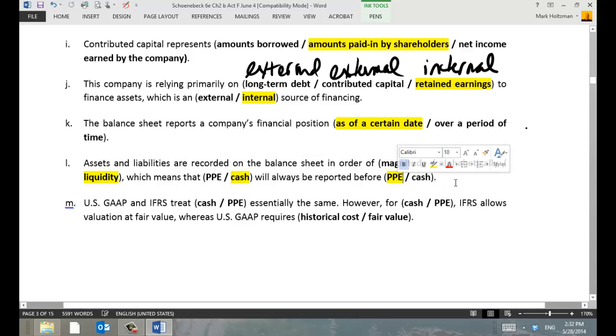By the way, in Europe, they do it in the opposite direction. I don't know why, but they put the most liquid assets at the bottom of the balance sheet. The balance sheet is completely upside down in Europe. You would expect that in Australia or someplace, but not in Europe.